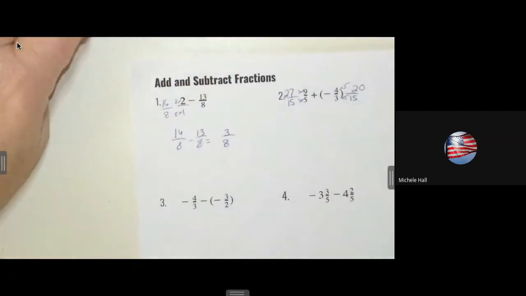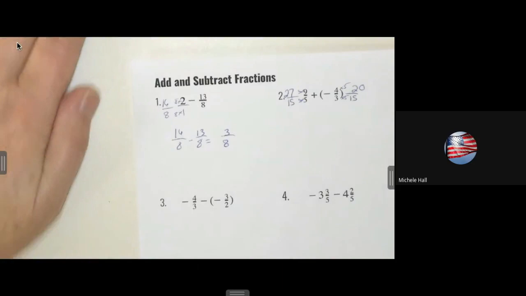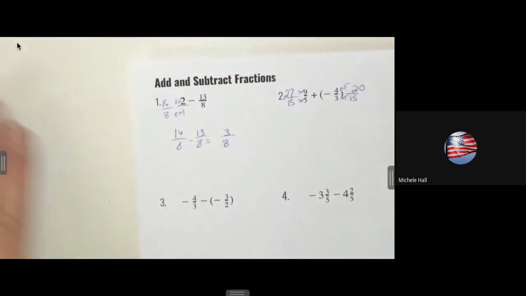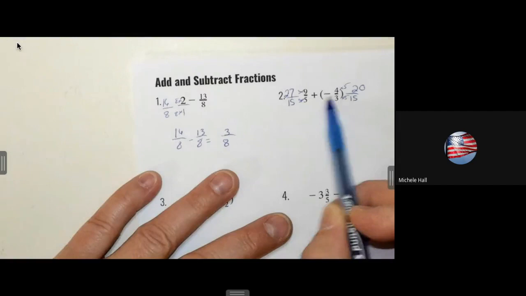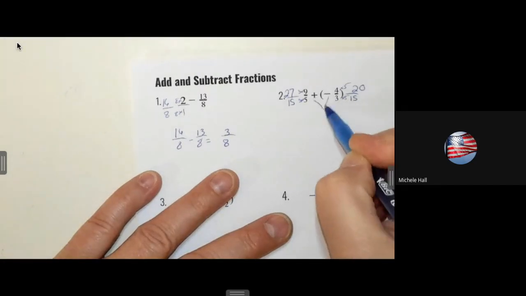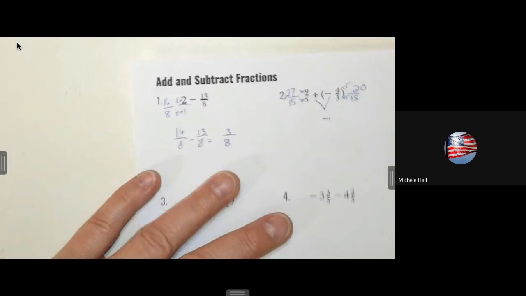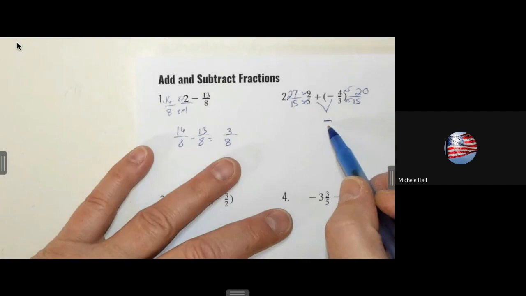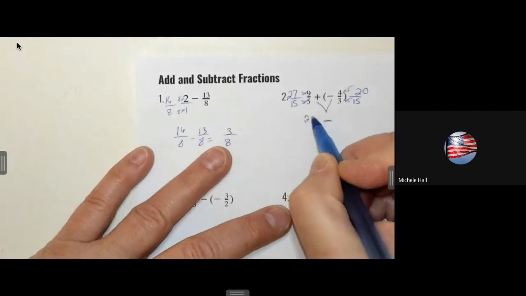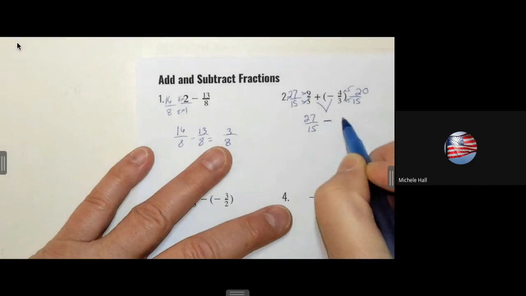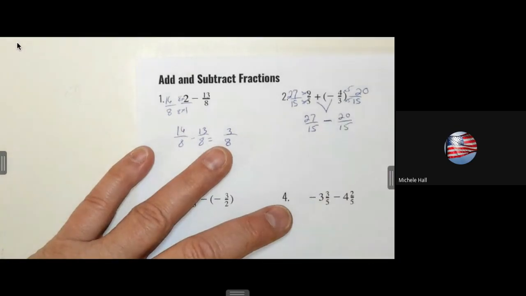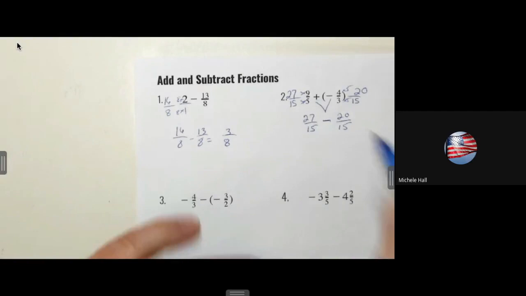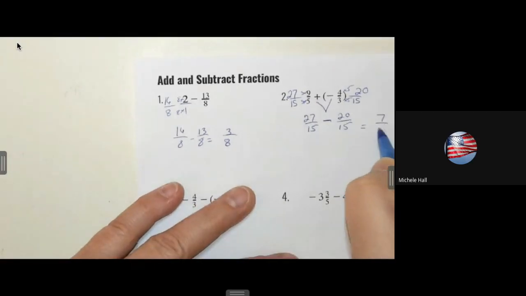I'm going to rewrite this problem now that I found my common denominators because I'm curious what's going on between the fractions. It says a fraction plus a negative fraction. What is a positive times a negative? This equals 1 negative. I just want one sign there. I don't want 2 signs. I always get rid of double signs all the time. A positive times a negative is a negative. So we're looking at 27 fifteenths minus 20 fifteenths. 27 minus 20, that would be 7 fifteenths.